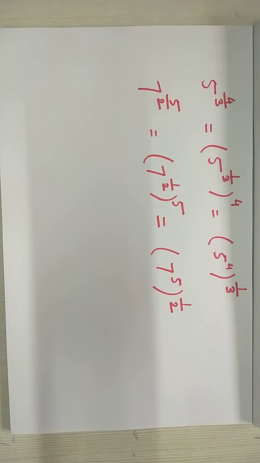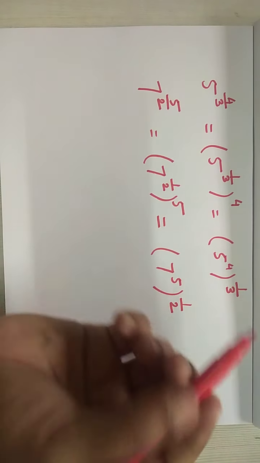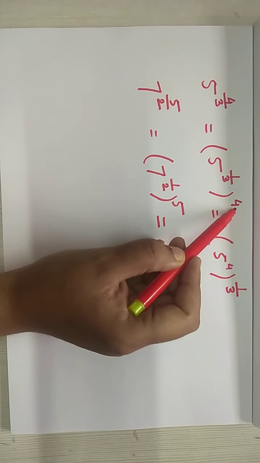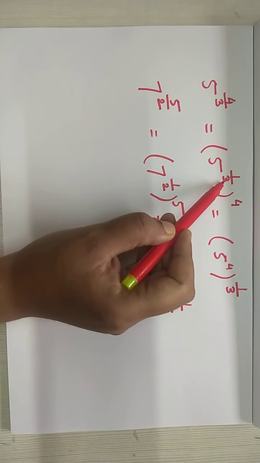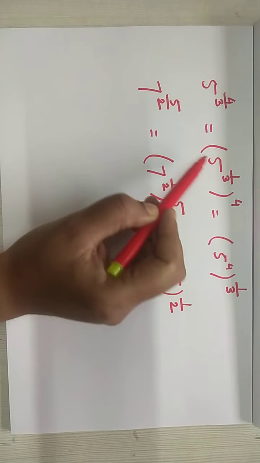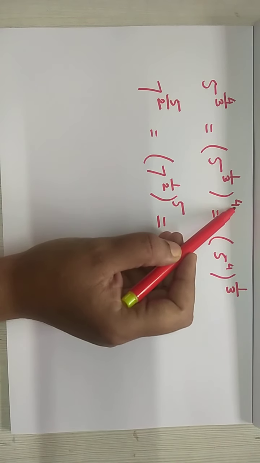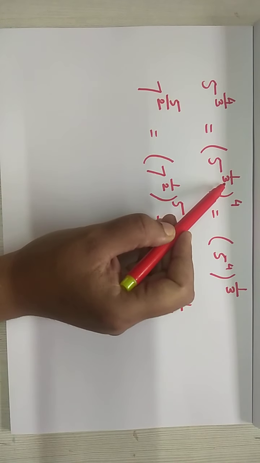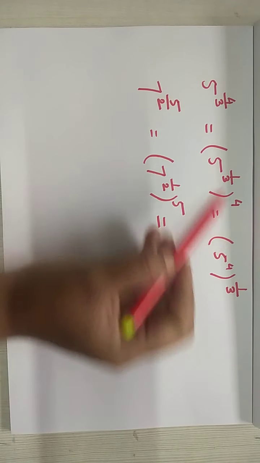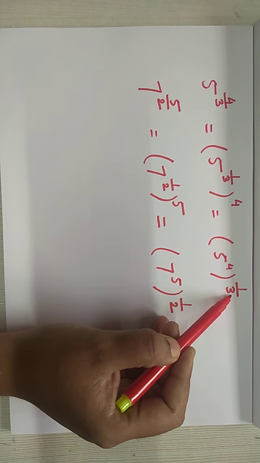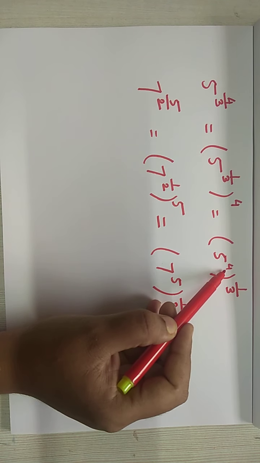Fine. Now how to read these numbers? We'll read this number like this: 4th power of cube root of 5. We'll be reading it like this from the outer side. Here we'll be reading it as cube root of 4th power of 5.